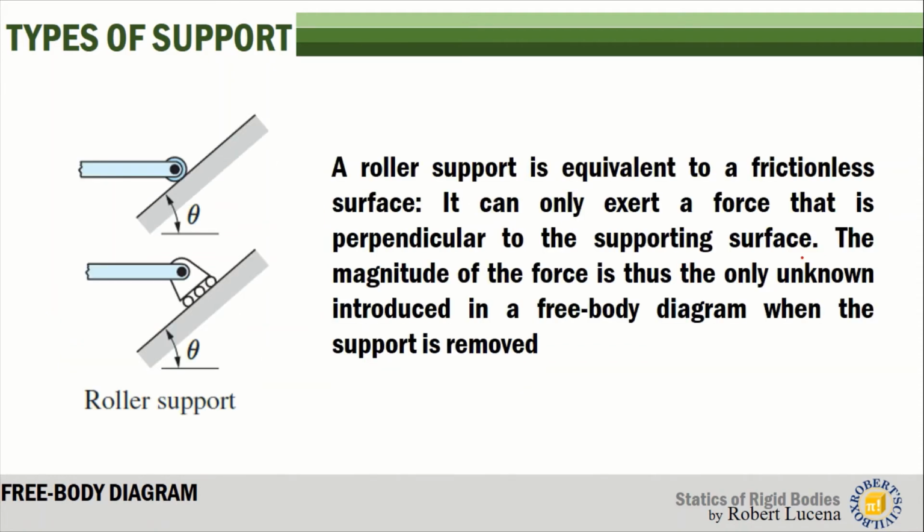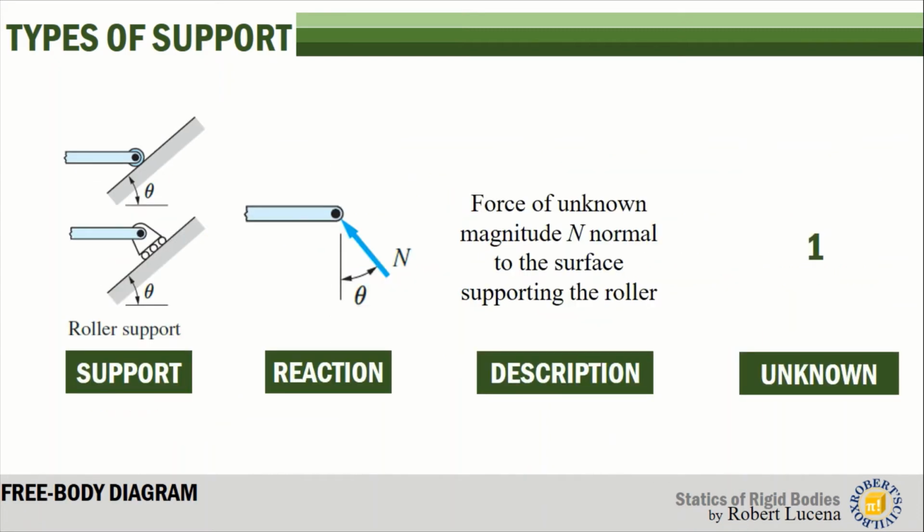Okay. The next type of support is a roller support. A roller support is equivalent to a frictionless surface. It can only exert a force that is perpendicular to the supporting surface. The magnitude of the force is thus the only unknown introduced in a free body diagram when the support is removed. So here is the roller support. The reaction of a roller support, or the force exerted in the roller support, is perpendicular to the surface. So the force of unknown magnitude N is normal to the surface supporting the roller, and the number of unknowns is 1. This is similar to the frictionless surface.